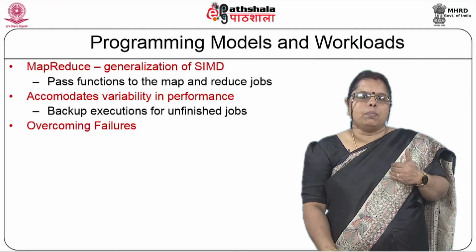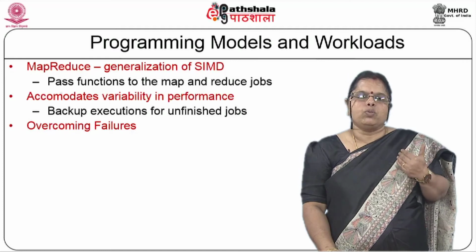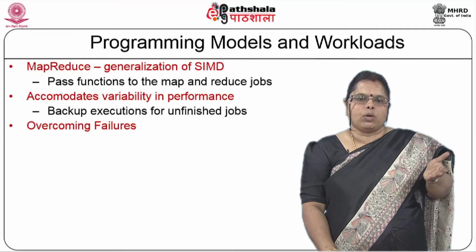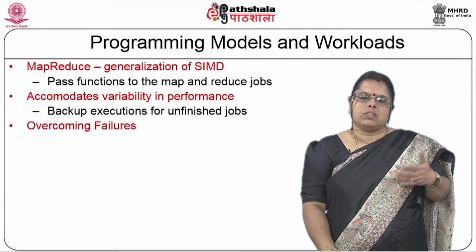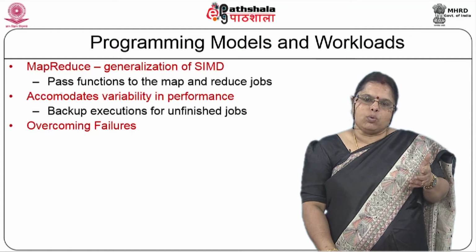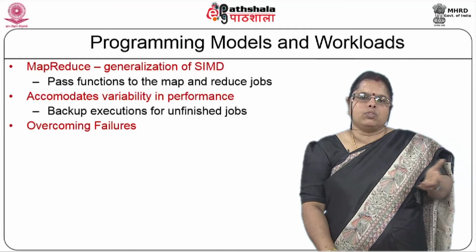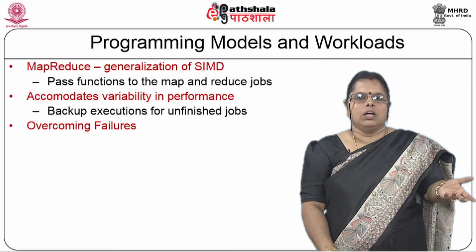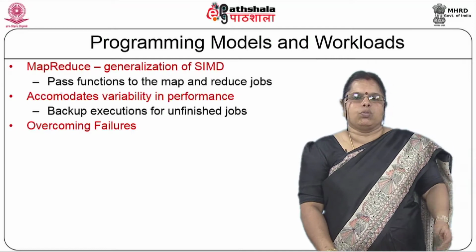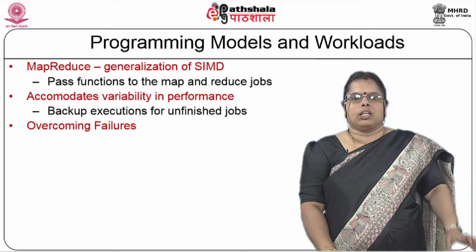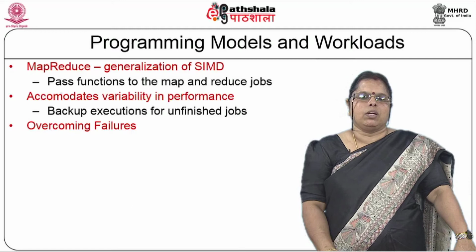So, variability in performance, you may have to do backup execution for unfinished jobs. Suppose you've distributed the job to 10 mappers and 7 of them have finished, 3 mapper processes have not yet finished. So, you can either wait for them to finish, or these unfinished jobs, if you know that they can be executed at a faster rate at some other mapper which has already finished its job, you can also transfer the complete job to the other mapper process and get it executed. So, you should be able to accommodate variability in performance.